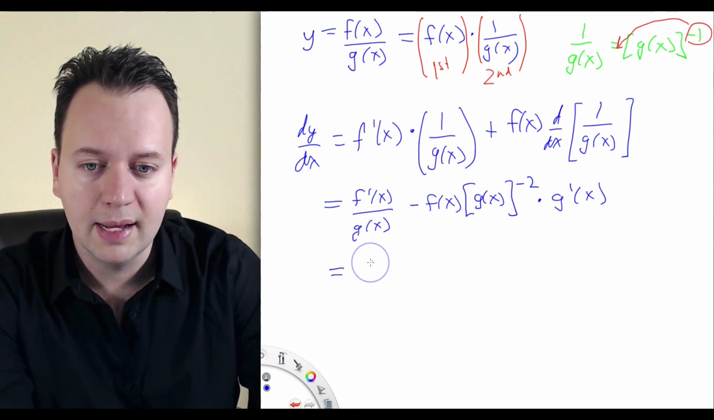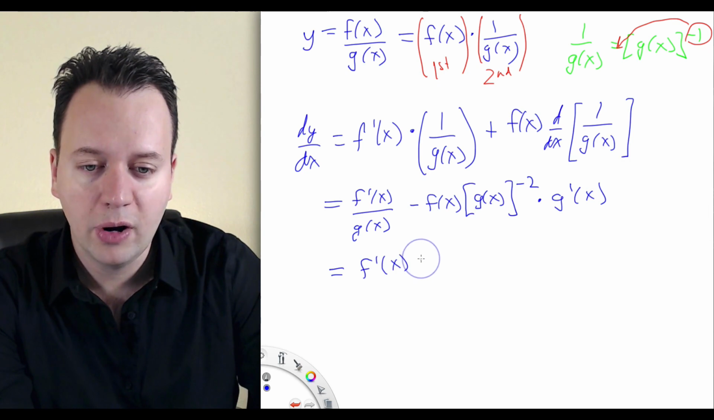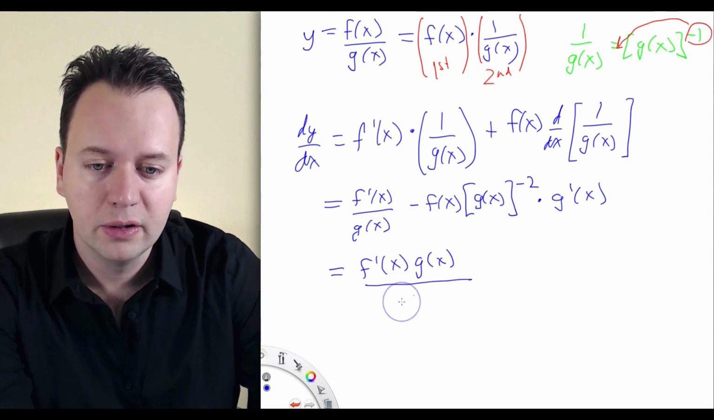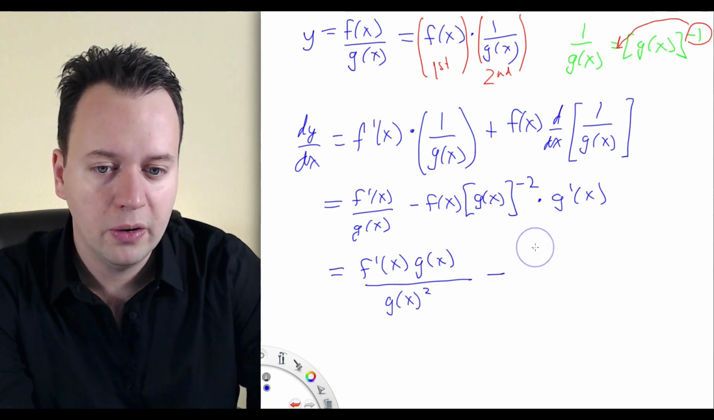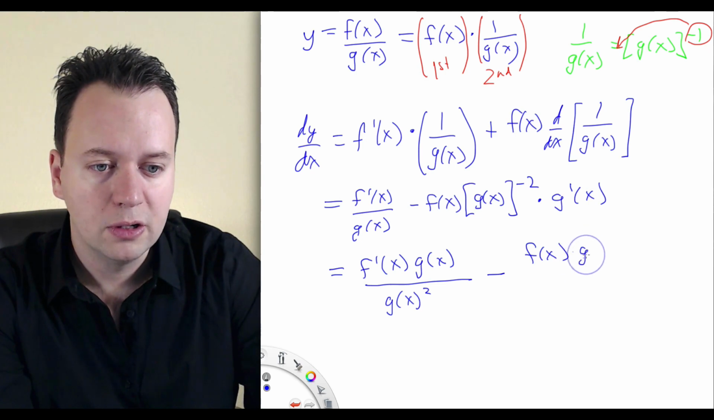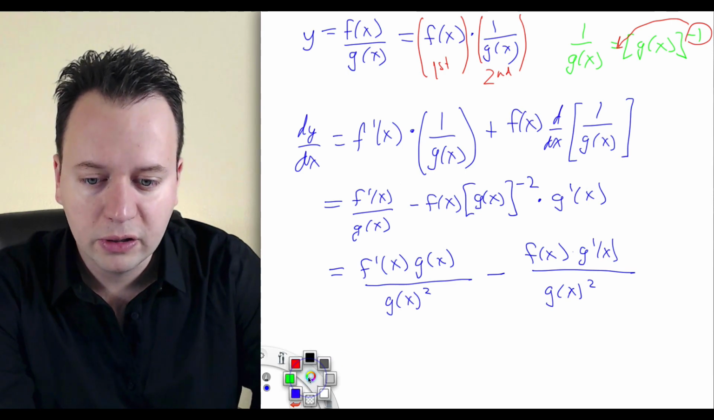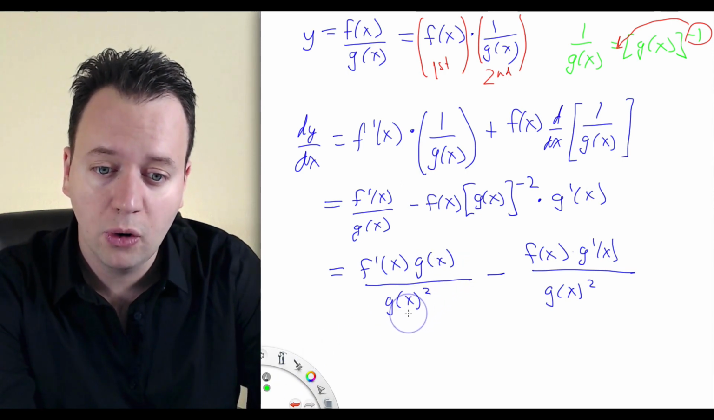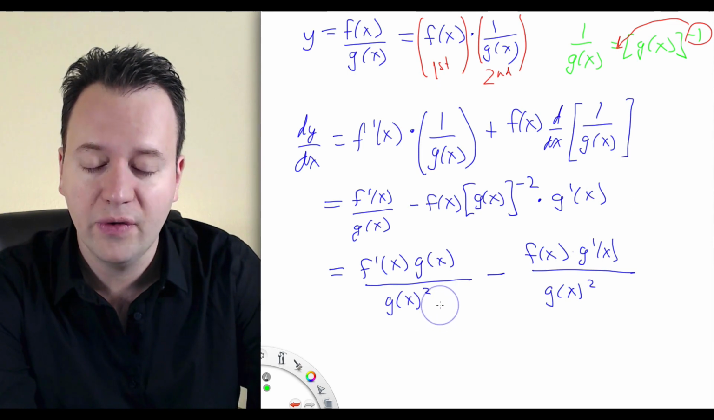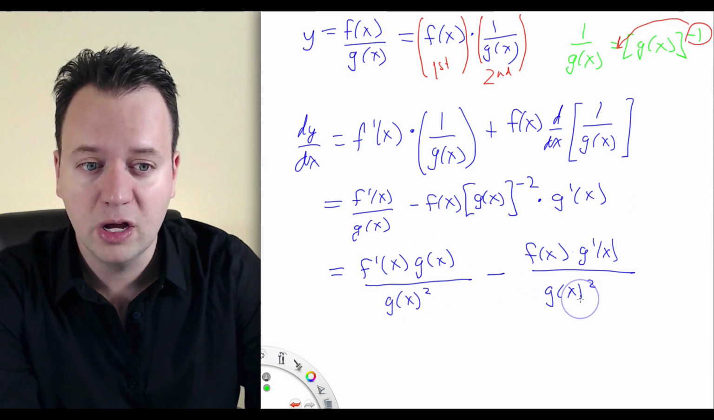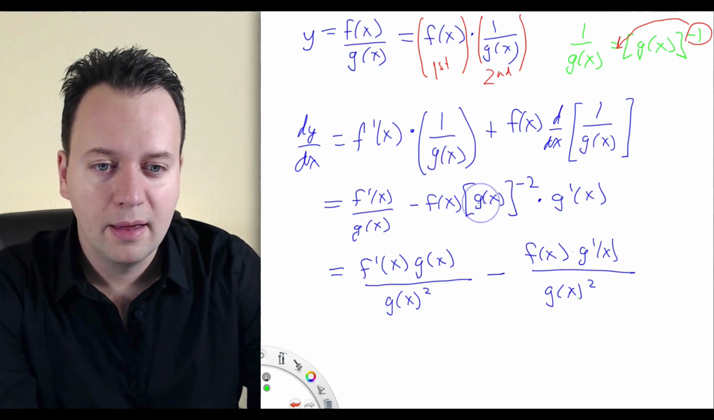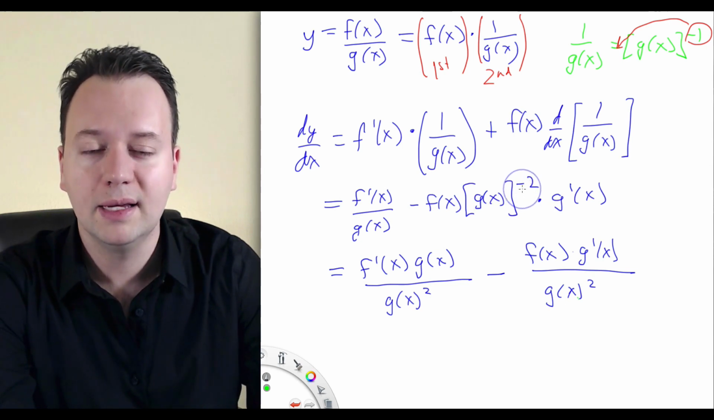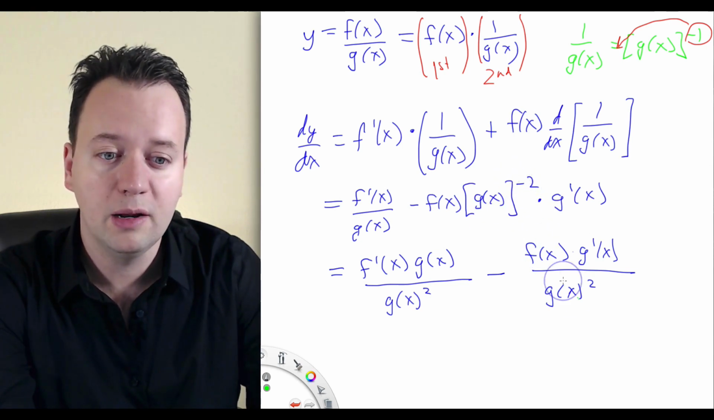I'm going to rewrite this again. Now the first term I'm going to write as f prime of x times g of x divided by g of x squared. And then minus what we have here is f of x times g prime of x divided by g of x squared. Now notice on the first term I added a factor of g of x over g of x. So I multiply by g of x over g of x in order to create a common denominator of g of x squared. On the second term, the g of x to the minus 2, the minus sign I used to create the reciprocal, so it's 1 divided by g of x squared.